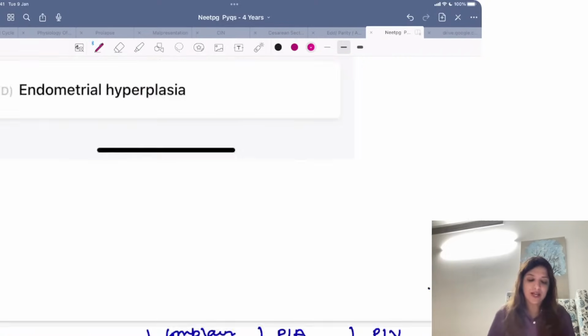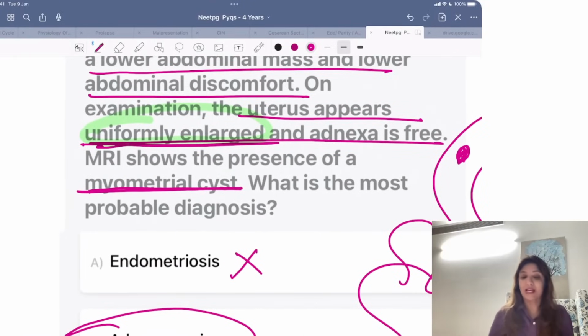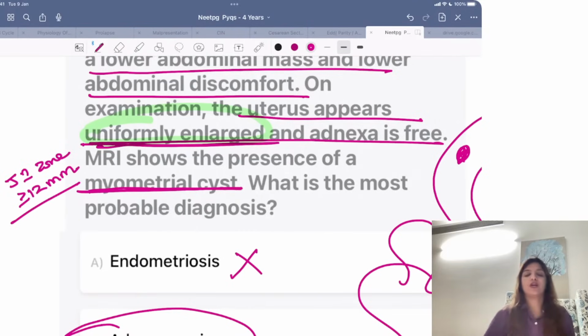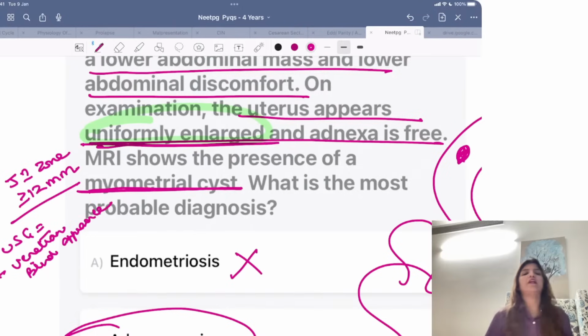Now, instead of saying that you are getting a myometrial cyst, they could have also said that junctional zone is more than or equal to 12 millimeters. So, that is a finding which you get on MRI in case of adenomyosis. On ultrasound in adenomyosis, you can get a Venetian blind appearance. A Venetian blind appearance. Right?